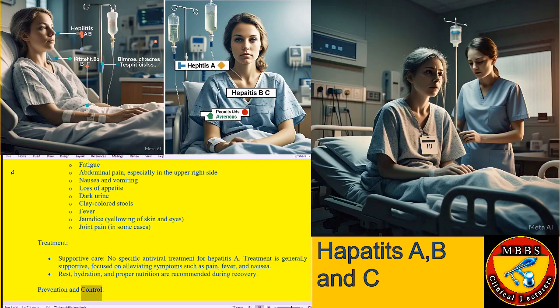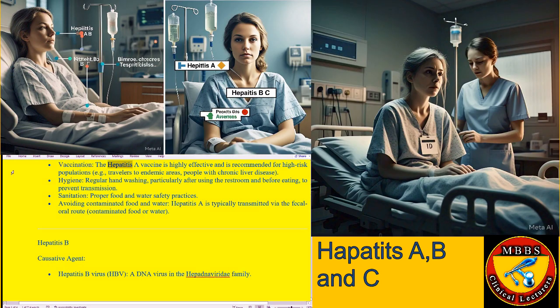Prevention and control. Vaccination: the hepatitis A vaccine is highly effective and is recommended for high-risk populations, for example travelers to endemic areas and people with chronic liver disease. Hygiene: regular hand washing, particularly after using the restroom and before eating, to prevent transmission. Sanitation: proper food and water safety practices, avoiding contaminated food and water. Hepatitis A is typically transmitted via the fecal-oral route, through contaminated food or water.